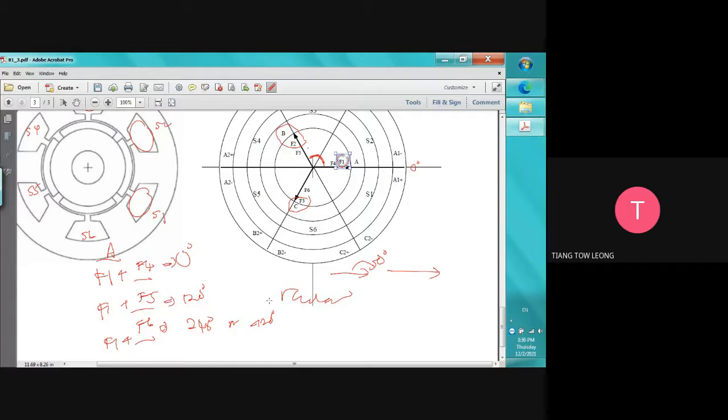Can you understand up to here? Can you understand or not? How to read the angle?